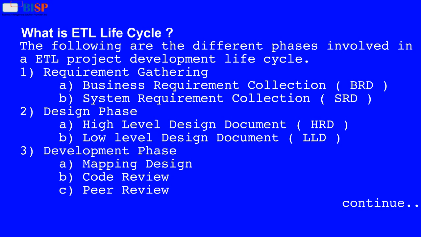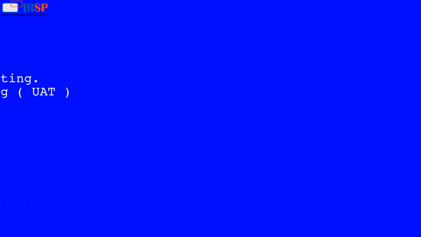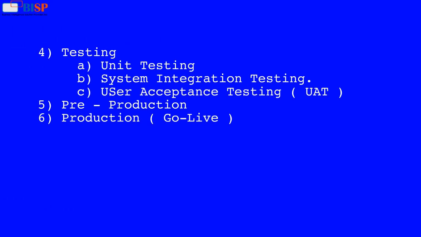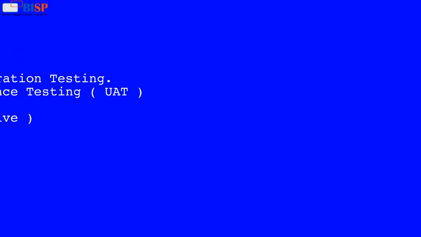3. Development phase: mapping design, code review, peer review. 4. Testing: unit testing, system integration testing, user acceptance testing, also known as UAT. 5. Pre-production. 6. Production, go live.